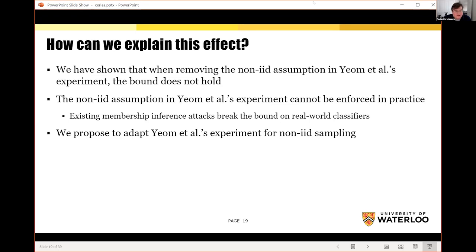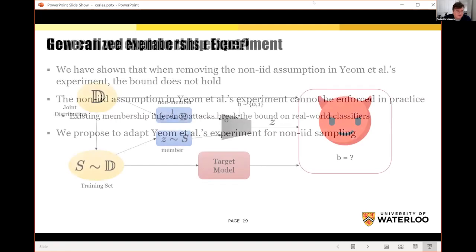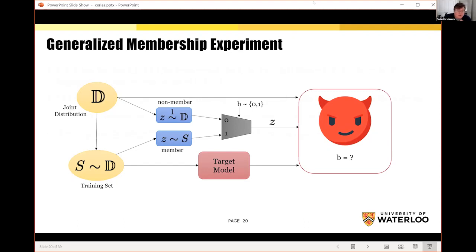So, combining that with the fact that existing membership attacks actually break the bound, we need to assume that non-IID sampling is actually taking place in membership inference. So we came up with a slightly modified model. Instead of sampling from one distribution, we sample from a mixture distribution. Particularly, the training data set is sampled from one marginal of the mixture distribution. Then we again sample either a member from the training data set or a sample from the mixture distribution without the marginal of the members.